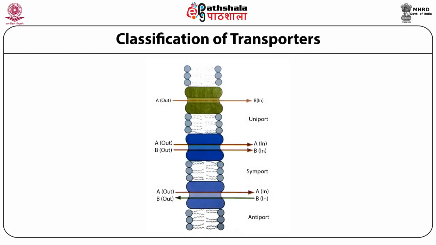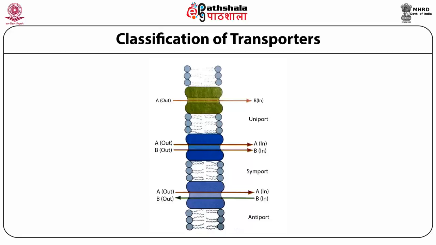Hence, the transporters are classified into uniports, symports, and antiports. This classification is based upon the feature of their being involved in transport of a single or more than one species at the same time, and whether the movement is in the same or a different direction.